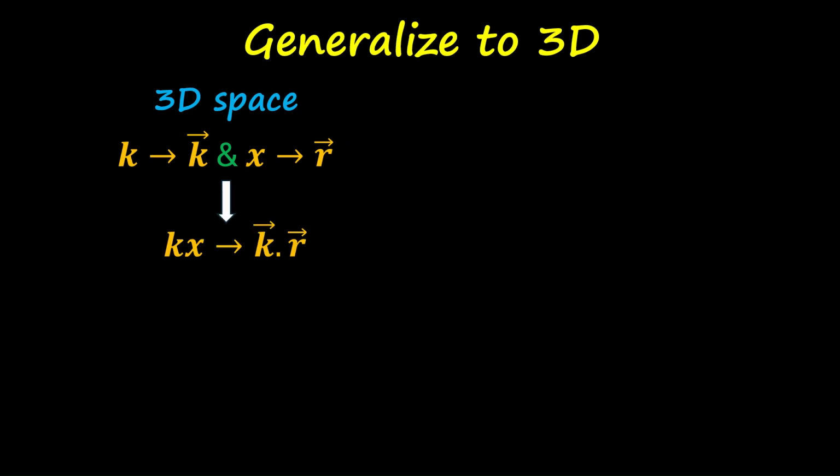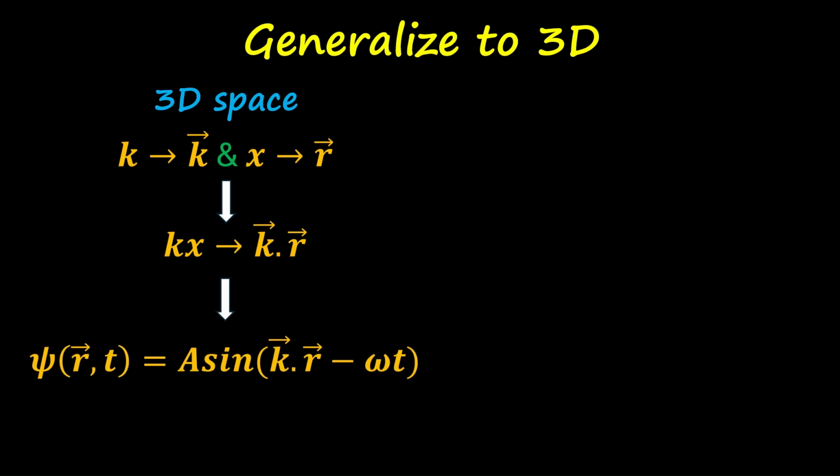Till now, whatever we have discussed, we were focused on a wave traveling in 1D. So now let us generalize that concept to 3D. In 3D space, the k will be replaced by the k vector and x will be replaced by the position vector. And the product kx will be replaced by the dot product of the k vector and the position vector. So the wave equation will look like this.